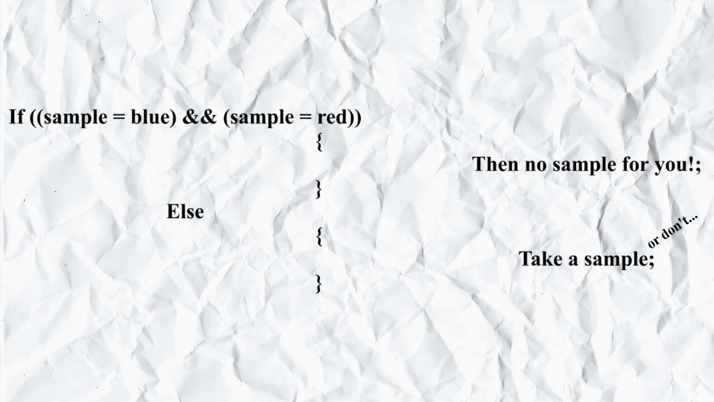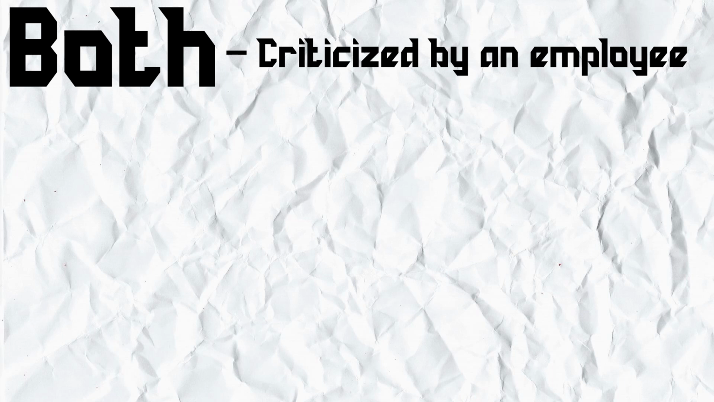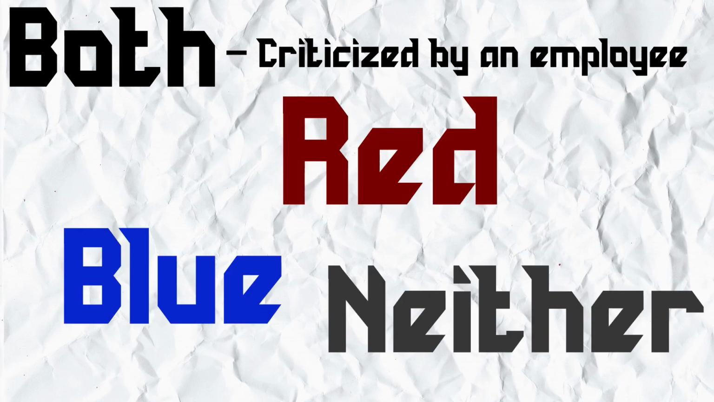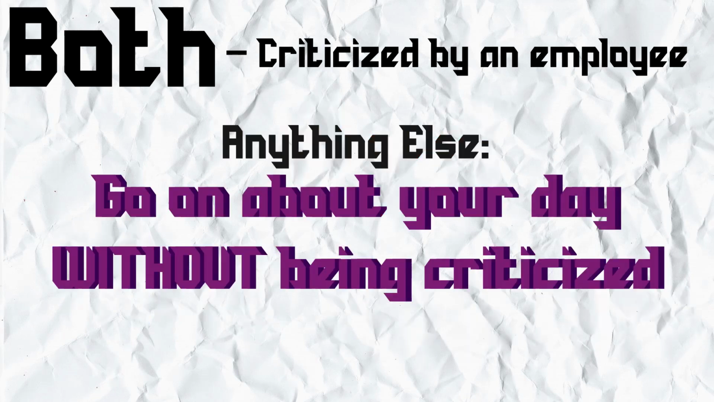Essentially, we said that if you have both, then you do not get a sample. We proceed to say else, which means that if the above did not apply to the situation, such as if you only took one cookie or neither, then we apply this logic. So, we fully said that you get no sample if you take both. Otherwise, you get your sample, or lack of one, and go on about your day.